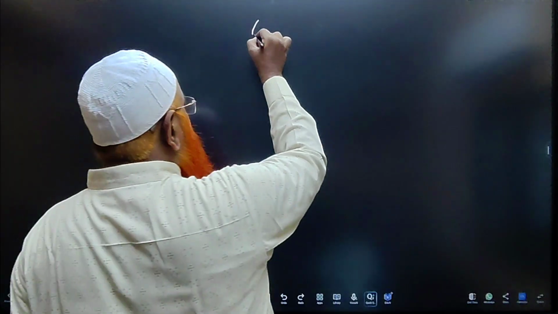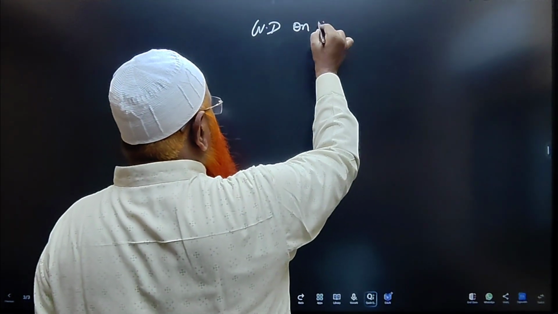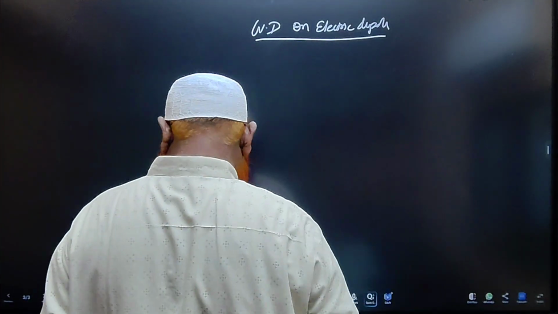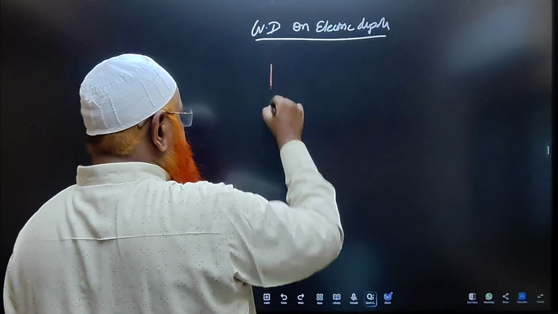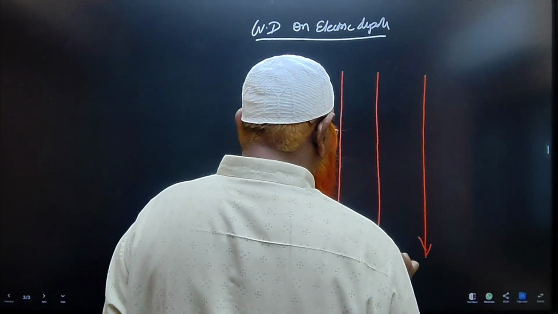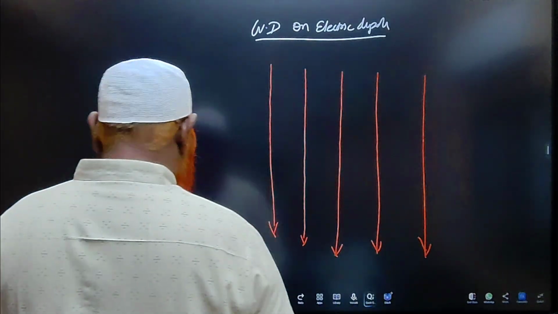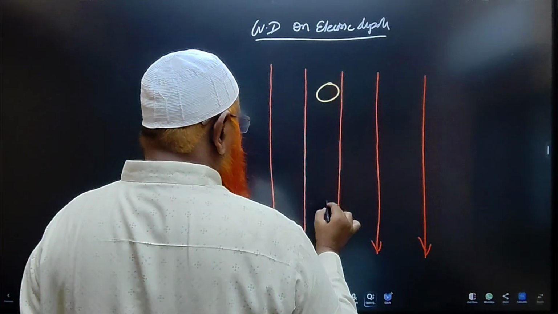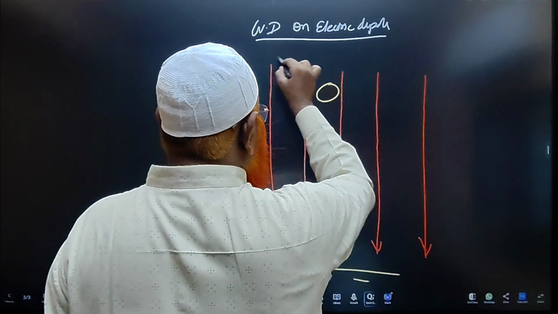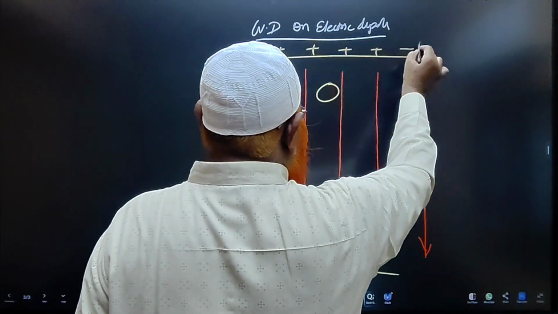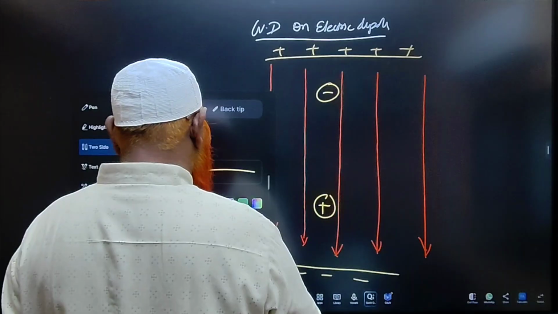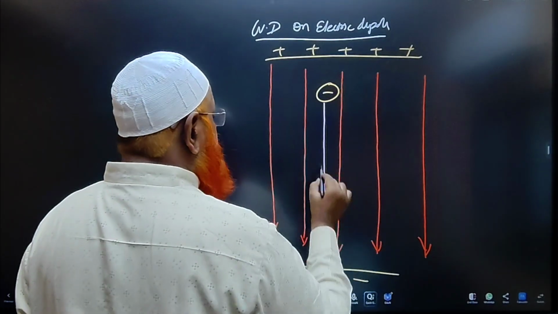Next thing is work done on an electric dipole. What is the work done on an electric dipole? See, all of you, here also, consider the electric lines of force in this direction. Now the electric dipole has two charges. So this is the negative charge, this is the positive charge, and the distance between them is taken here as 2L.